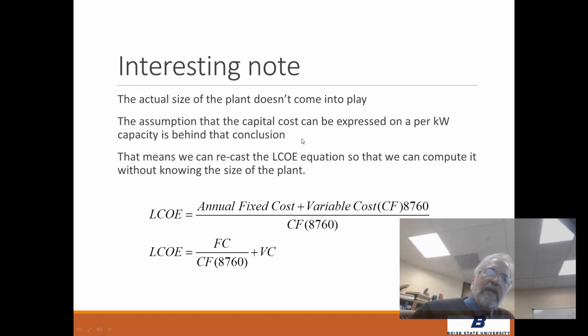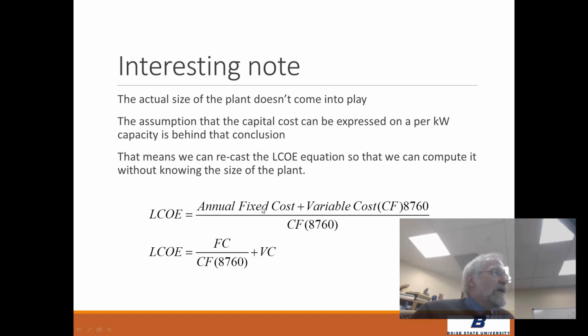Interesting to note that the actual size of the plant doesn't come into play. Remember, we started this discussion by saying, let's just say that the cost of capital, that upfront investment, is so many dollars per kilowatt of capacity. Once we decide to do that, we can get this far down the analysis without saying how big the plant is. This can be very hypothetical. And it's also really valuable to think of it this way. It's very, very powerful.